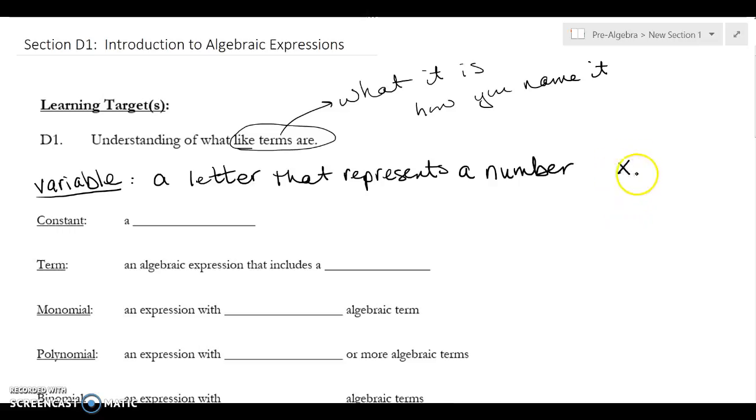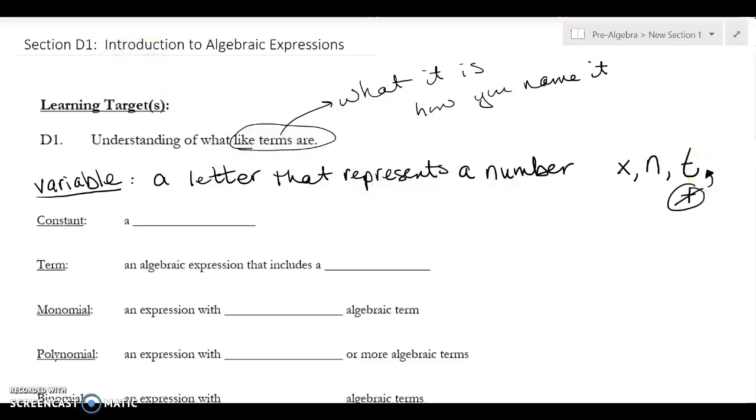A lot of times people use X, and if you use a T, make sure that you curl your T, because otherwise if you write this, it starts to look like a plus sign, which can get confusing. So if you're going to write a T, I would curl my T. I don't curl my T when I usually write, but when I write in math, I will curl my T, so I know it's not a plus sign.